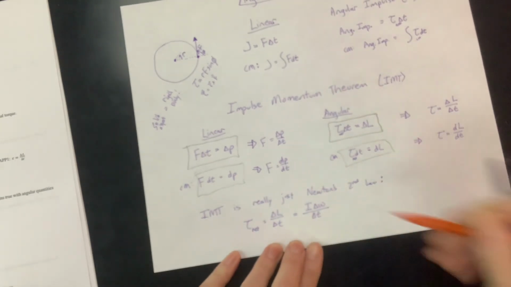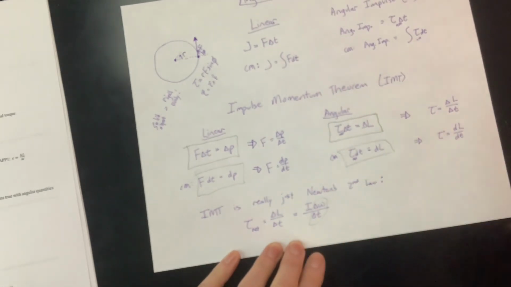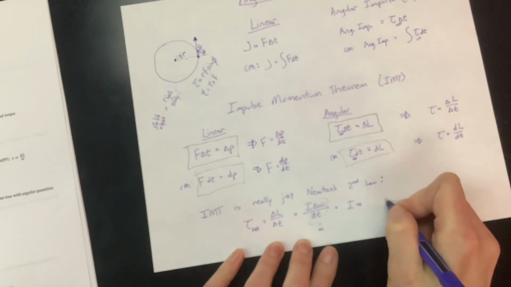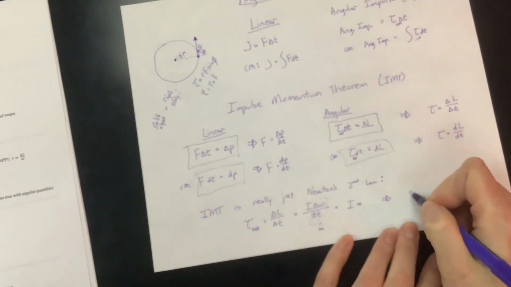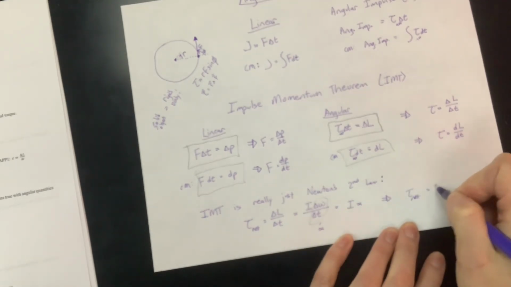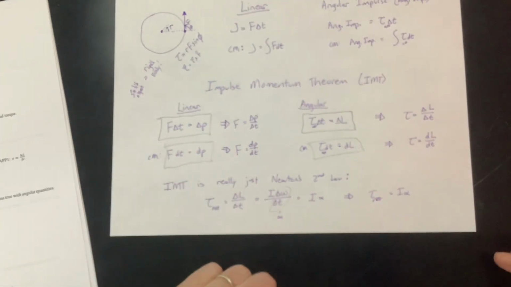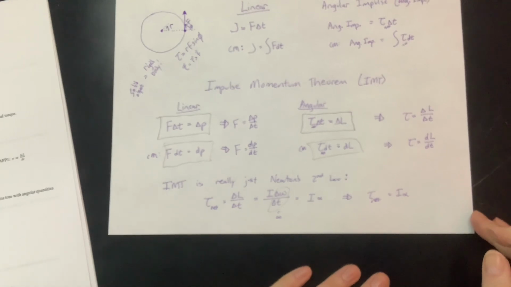And then hopefully this right here might look a little bit familiar. That is alpha. That's the angular acceleration. So this is really just I alpha, and lo and behold, the net torque then is equal to I alpha, which is Newton's second law in rotational form. So that's really all the impulse momentum theorem is.